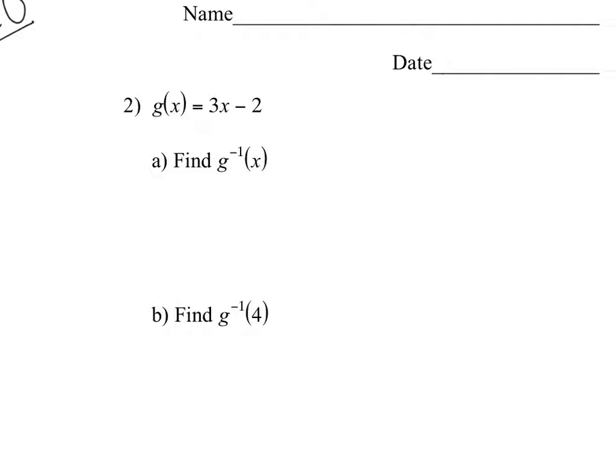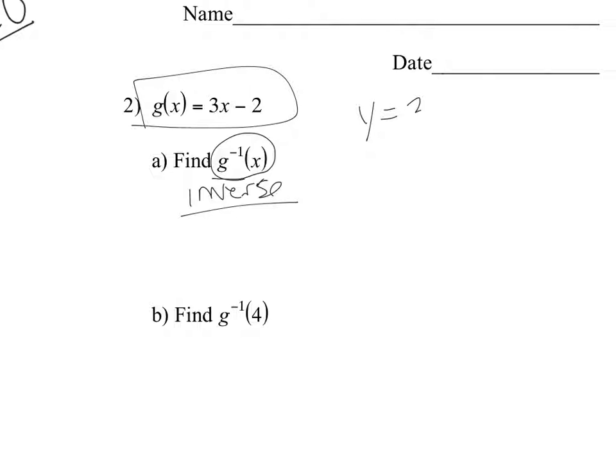Okay, number 2. For this one, you want to find the inverse. So remember, this is the notation for inverse. Hopefully you can read that. I said inverse, so hopefully that makes sense. So remember, first step, y equals 3x minus 2. Second step, switch x and y. Okay, then solve for y.